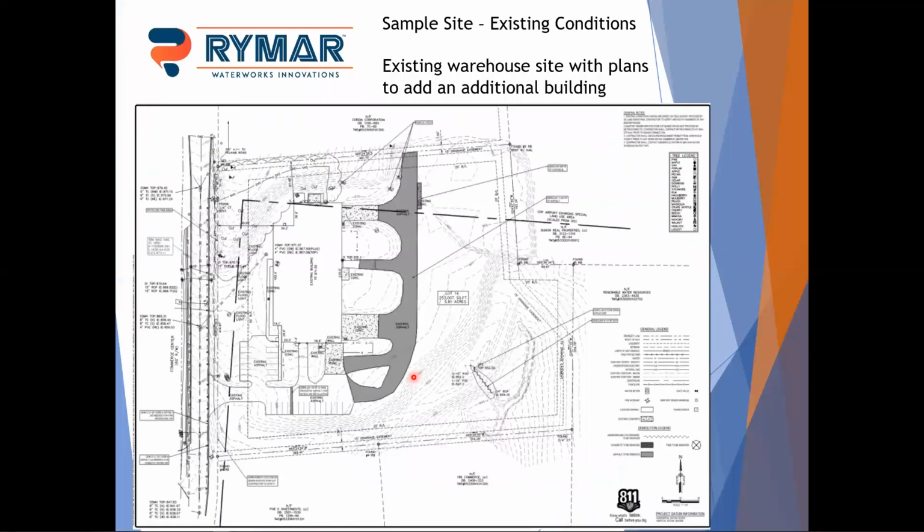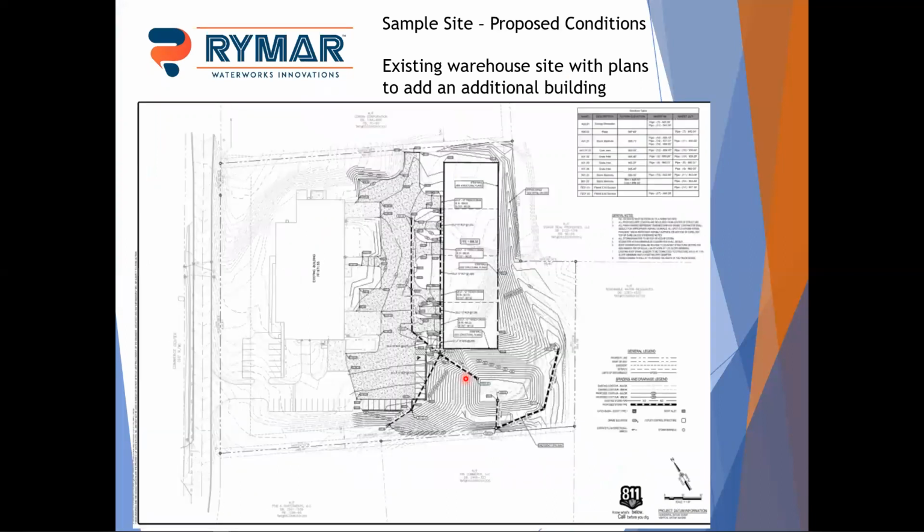So this is an actual site that we've done. This is an existing warehouse facility. They want to add a new building. So this is existing conditions. Proposed conditions are going to be to add a new warehouse building here. We're putting in a detention pond that's also going to act as our sediment basin during construction on this backside.